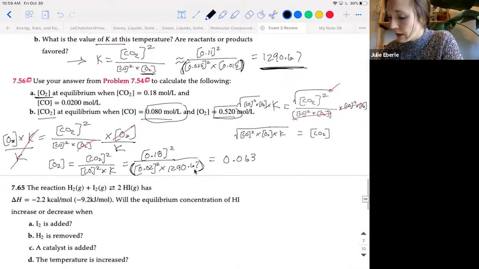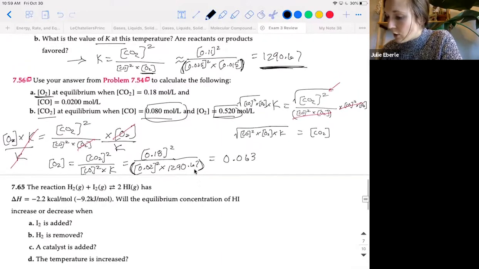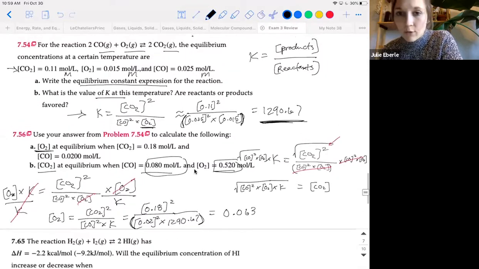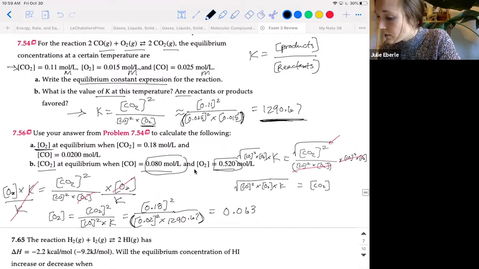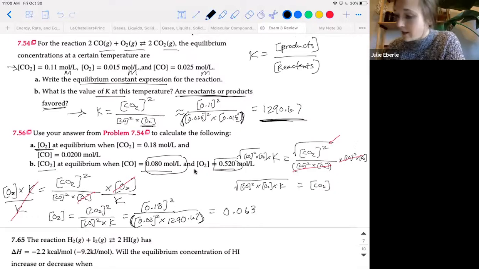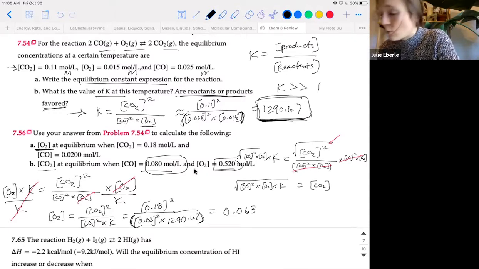All right, I really want to get to the Le Chatelier's principle problem, and that's what's next. So hopefully that helps clarify some things with equilibrium. Also, we didn't ever answer this part on B. Are reactants or products favored, based on the value of K? K here, we got 1,290. So K is much, much greater than 1.